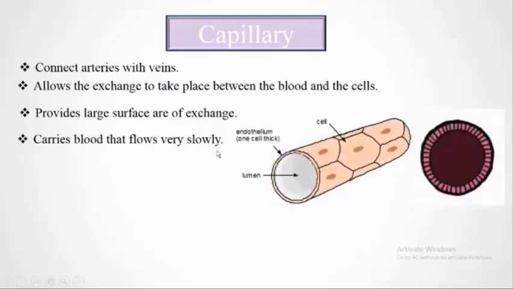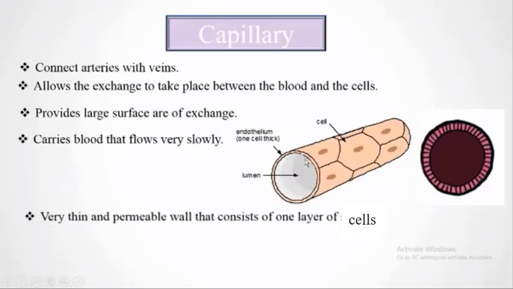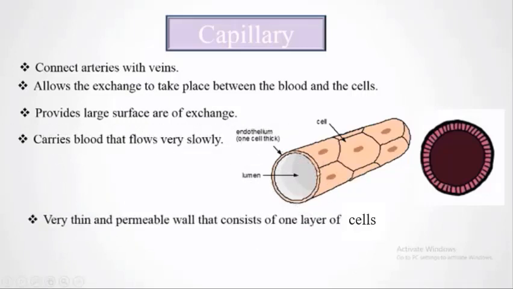In order to achieve this main function, which is to make gas exchange, let's examine the structure of a capillary, and we can describe the wall as a very thin wall. We have only 1 layer of cells instead of 3 as present in arteries and veins. So we have a very thin wall, and this wall is permeable just to allow gas exchange to take place.